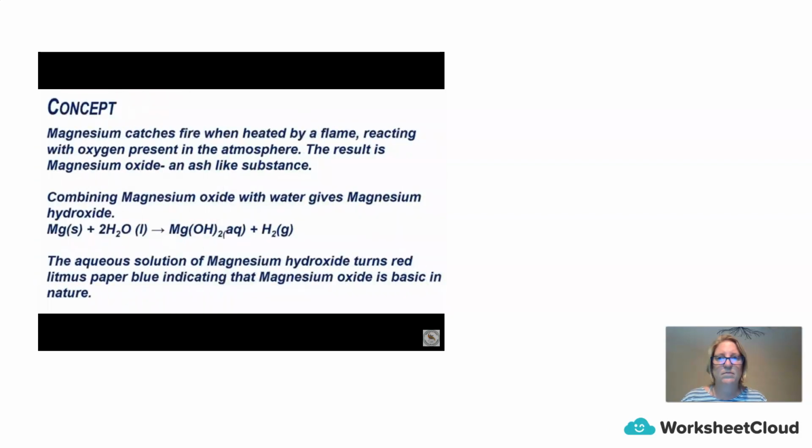Magnesium catches fire when heated by a flame, reacting with oxygen present in the atmosphere. The result is magnesium oxide, an ash-like substance. Combining magnesium oxide with water gives magnesium hydroxide. The aqueous solution of magnesium hydroxide turns red litmus paper blue, indicating that magnesium oxide is basic in nature.